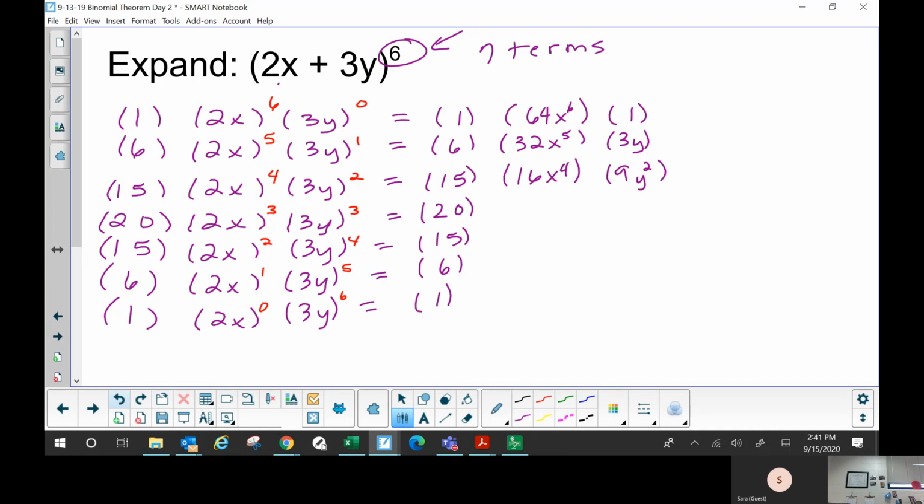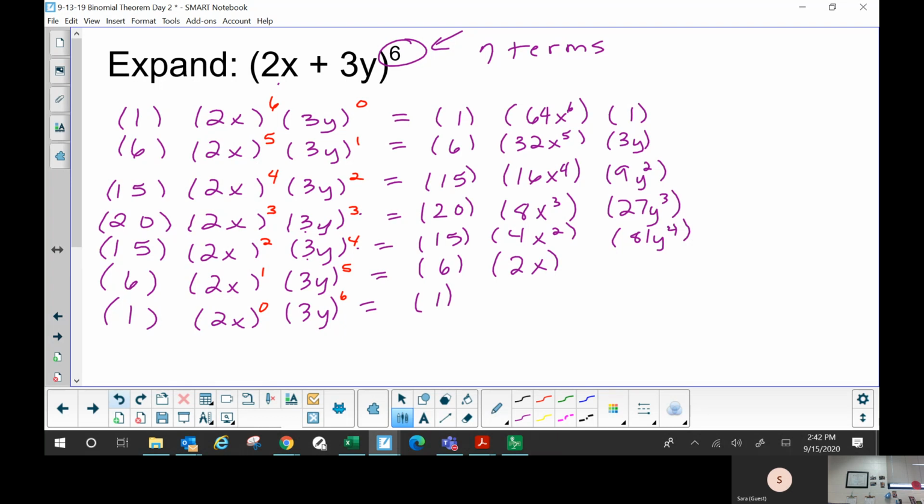What is 2 cubed? 2 to the third power. 8. So then we have x cubed. What is 3 to the third power? 27. So that's going to be 27y to the third power, or y cubed. And then 2 squared is just 4. So that's 4x squared. And then what's 3 to the fourth power? 81. So that's 81y to the fourth. 2x to the first power is just 2x.